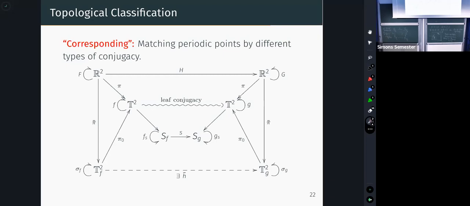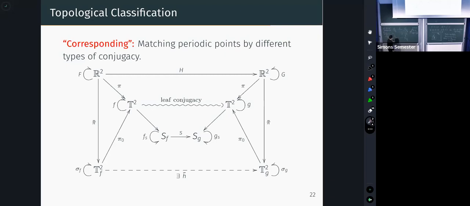And this leaf conjugacy construction is exactly the same as what Andy does for partially hyperbolic diffeomorphisms on the torus. When you have the leaf conjugacy, it tells us one thing. If you have a periodic point P of F, then you will have a periodic stable leaf. That means if F^n of P is equal to P, then F^n of the stable leaf F^s_F of P is equal to F^s_F of P. The stable leaf is also periodic.